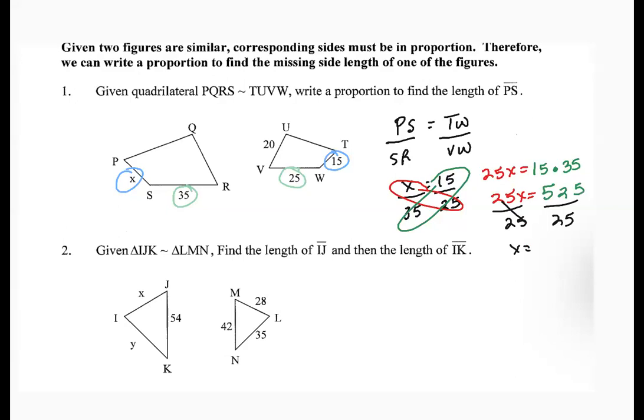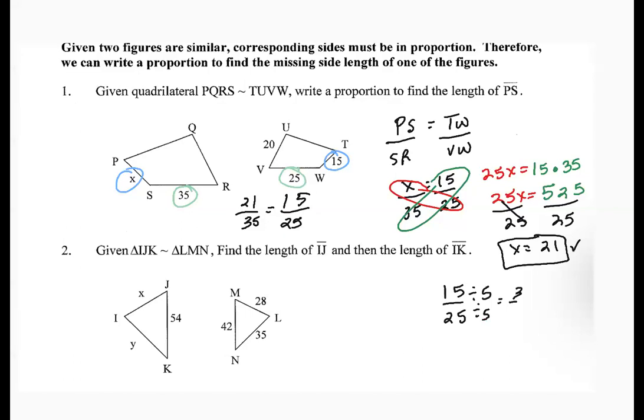And that actually makes perfect sense because if you plug in the numbers, 21 over 35 is equal to 15 over 25. If you take both of those fractions, you can simplify them to be the same thing. That's 3/5. And 21 over 35, simplified both by 7, is also 3/5. So they simplify to be the same, they're similar. Your answer is 21.